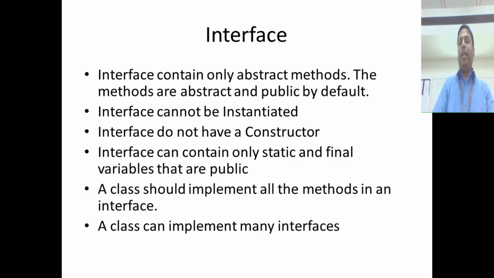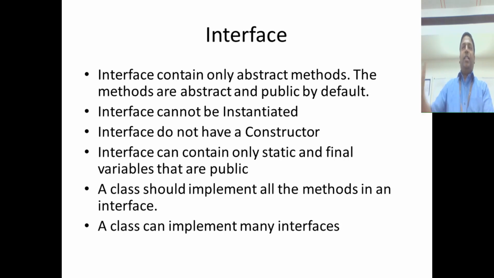Interface can contain only abstract methods. Interface cannot be instantiated. Interface cannot have a constructor. See, you cannot create an object for an interface, so there is no point in having a constructor for an interface. Interface can contain only static and final variables that are public. So these are by default. When you create a variable in an interface, it will be static and final by default. If you create a method in an interface, by default it will be public and abstract.